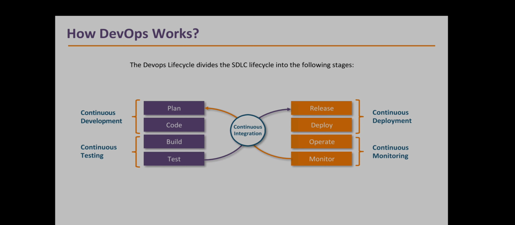How DevOps works? The DevOps lifecycle divided software development lifecycle into the following stages. These are the stages in software development lifecycle. First of all, we have 4 stages: continuous development, continuous testing, continuous deployment and continuous monitoring. So in continuous development, we have to plan our requirements and we have to code. And after that, coming to the continuous testing, in continuous testing we have to build that code and we have to test that code.